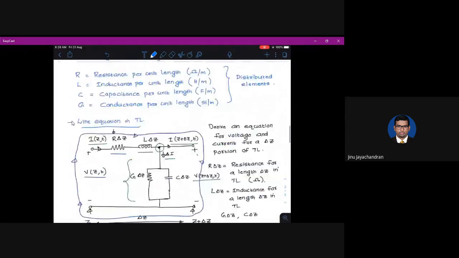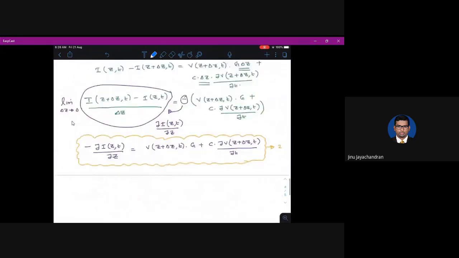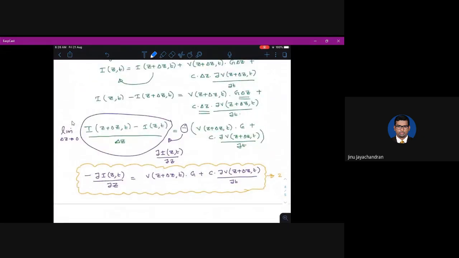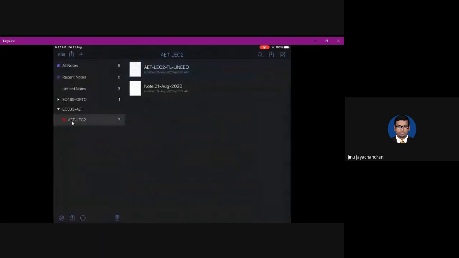And if you go down, go to the last equation, it was dou I of z comma t by dou t. It was dou t here, it should be dou z. Okay. So let me start the new lecture.